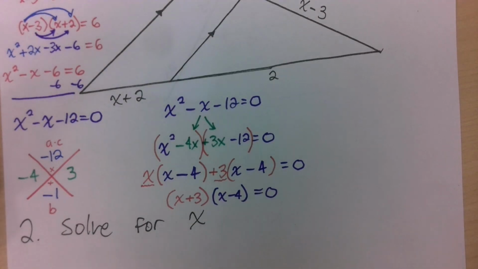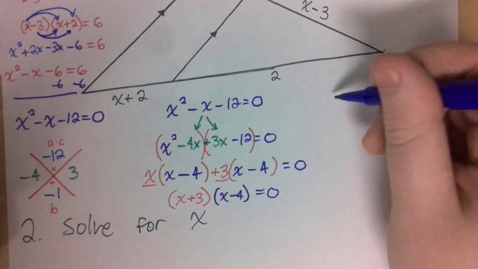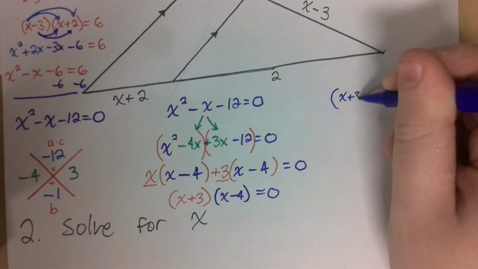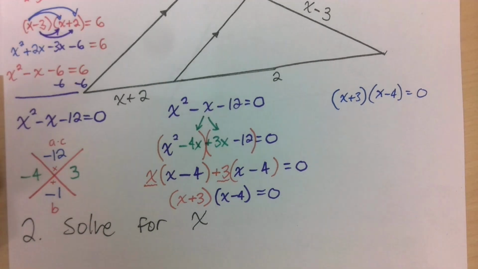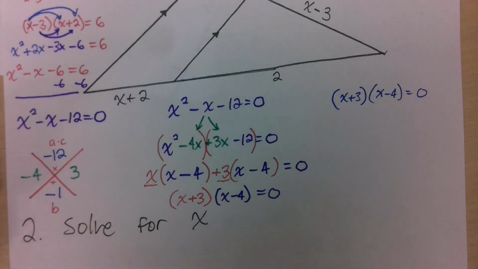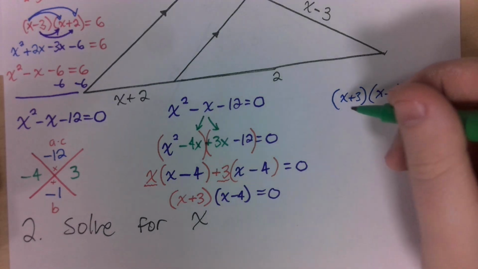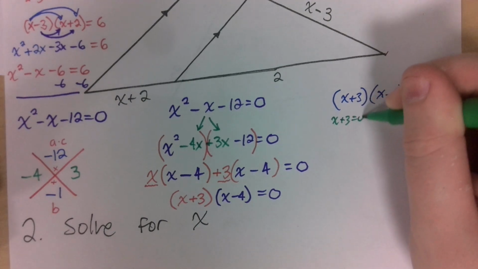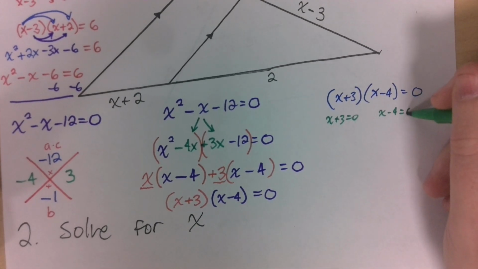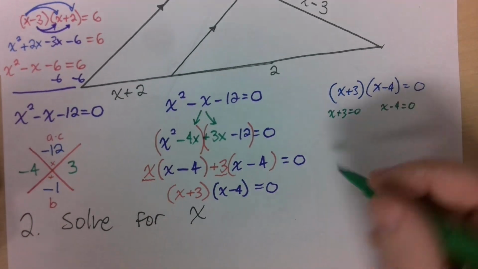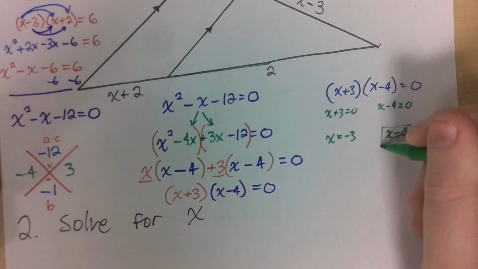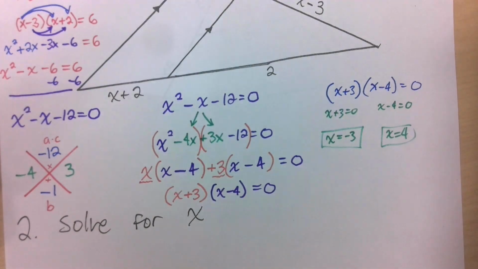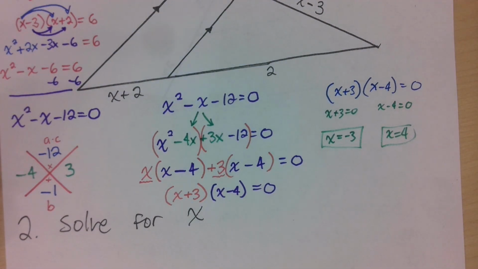The final thing to do is this. If you have something in factored form, and again, I'm just going to rewrite it over here, x plus 3 times x minus 4 equals 0. If you have something in factored form and you're trying to solve for x, just set each piece equal to 0. So set x plus 3 equal to 0, x minus 4 equal to 0, and solve. It's clear that x in this one would have to be negative 3, and over here would have to be 4. So these are your 2 possible x values, negative 3 and positive 4.